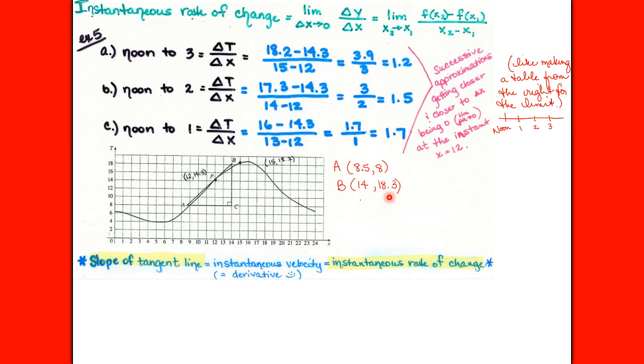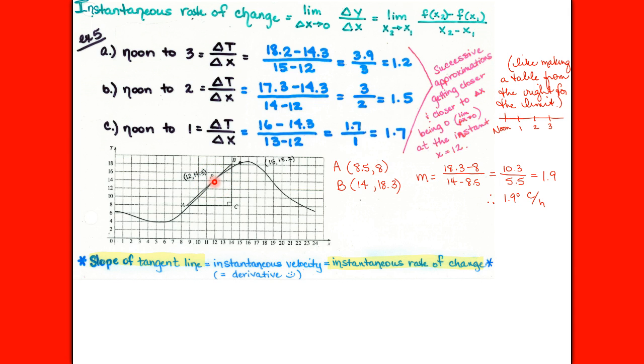You might have called it 18.1. We're going to get approximately the same thing. It's okay. So I'm going to use those 2 points to find the slope of my tangent line, right? y2 minus y1 over x2 minus x1, just our normal slope formula. And so the slope of my tangent line at 12 noon was 1.9.